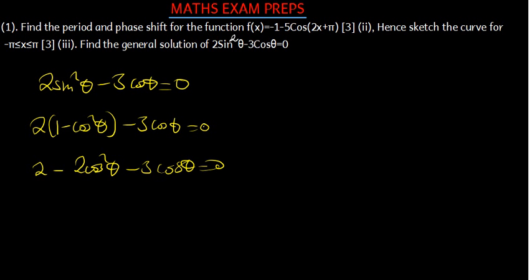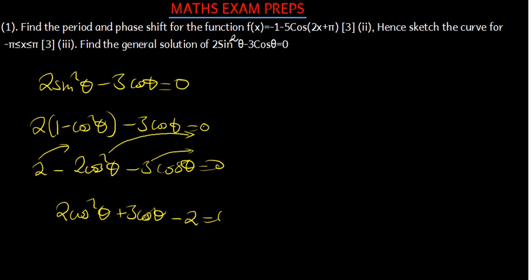Can take everything over the other side, so take this, it becomes positive 2 cos squared theta. Take also this, becomes positive 3 cos theta. Take 2 that side, becomes negative 2, and that is going to be equal to 0. Okay, at this point, if we multiply this and this, the product is negative 4, and then the sum is this number 3, because this is in the form of a quadratic equation. So what two numbers can we multiply to get negative 4? If we add them, we get a 3. So that is 4 and negative 1. So this becomes 2 cos squared theta plus 4 cos theta minus cos theta minus 2 is equal to 0.